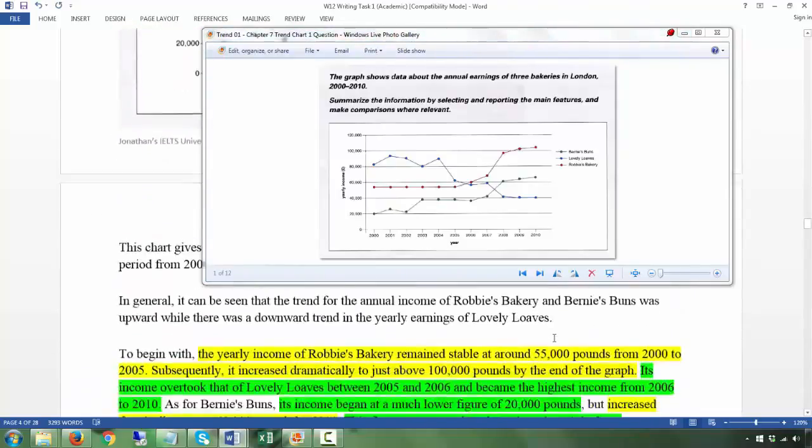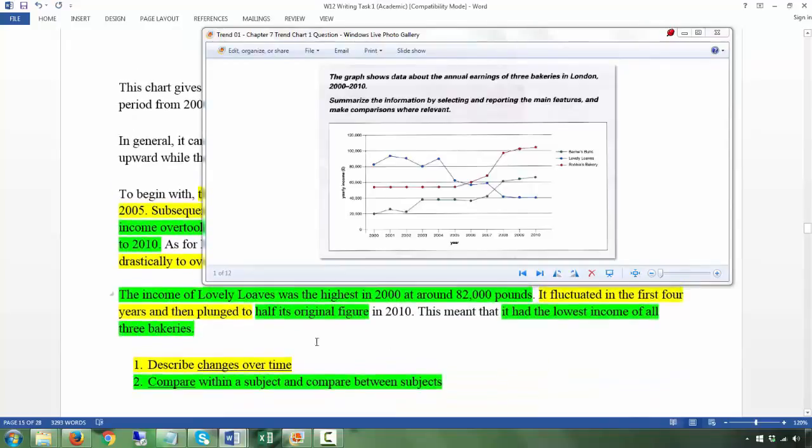We go to the income of Lovely Loaf. So the second body was, the income of Lovely was the highest in 2000. Now I'm going to start with a comparison, green, comparing, because by saying again it was the highest, what does it mean? Just now we said this was the highest from 2006 to 2010, but that's at the end of the graph. Here we're saying it was the highest in 2000. I'm again doing a comparison at around 82,000 pounds, full stop.